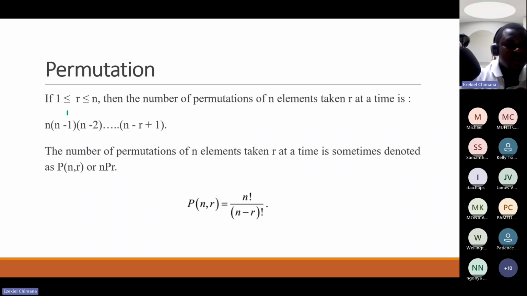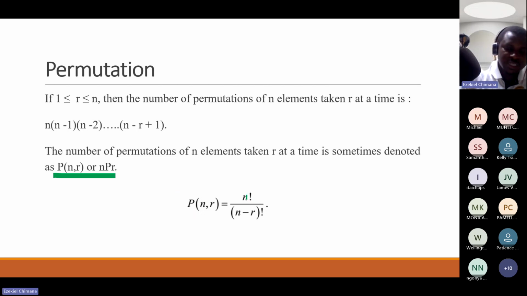If r is greater than or equal to 1 and less than or equal to n, then the number of permutations of n elements taken r at a time is n times n minus 1, n minus 2, up to n minus r plus 1. This is sometimes denoted by PNR or NPR. So what could be the formula?